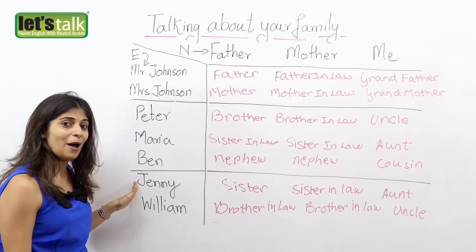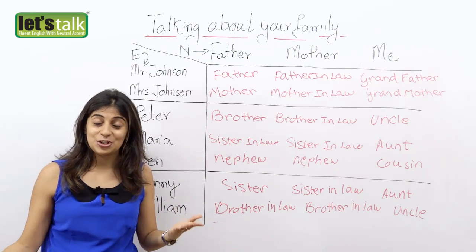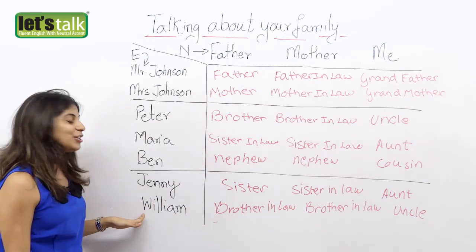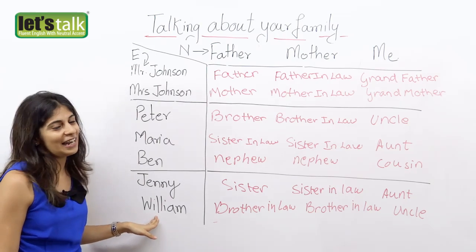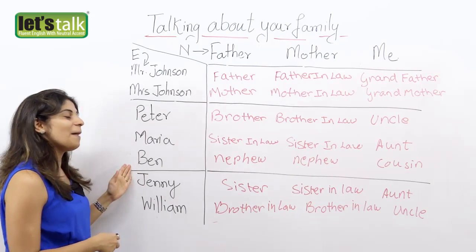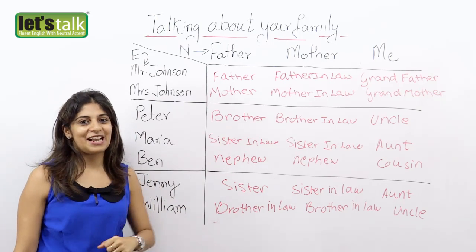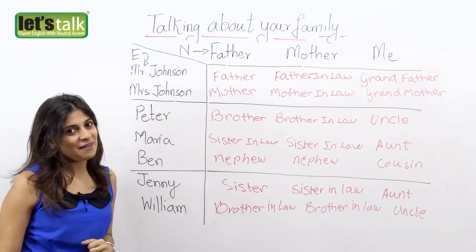You can also talk about your aunt. Jenny is my aunt, and she gets me a lot of gifts during Christmas. And again, you can talk about William, who is Jenny's husband, and William is my uncle, and I love him a lot. Alright, now that we learned about your paternal side of the family, let's learn about the maternal side of your family, how they're related to you and to your parents.